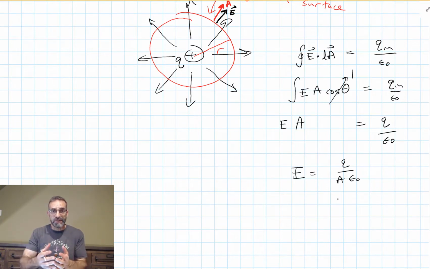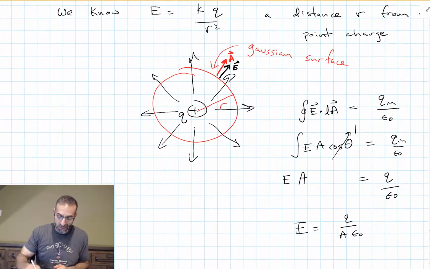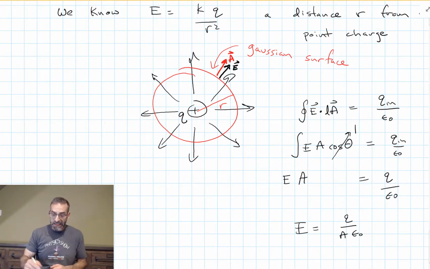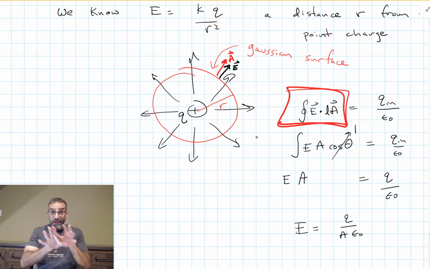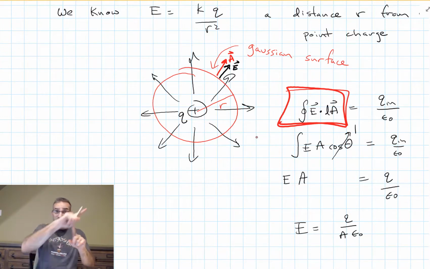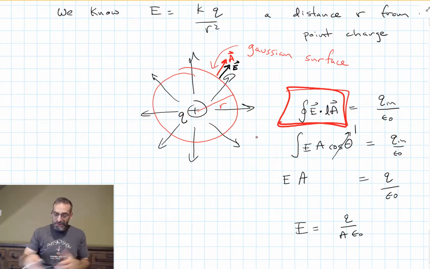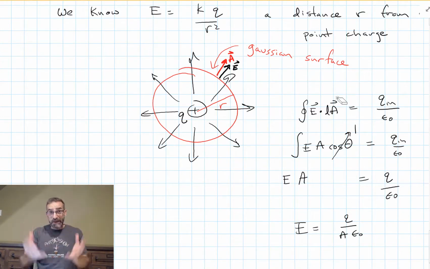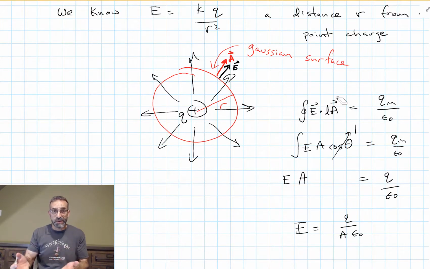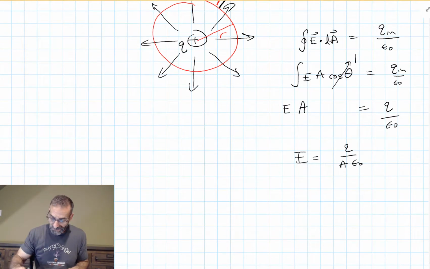We need to match the symmetry of the problem. If I put a cube around this, then doing the integral of E dot dA over the surface of a cube, with the electric field changing direction and changing magnitude, would be a very difficult integral to do. But if I choose a sphere, and because I have spherical symmetry, then this integral becomes trivial. Everything is a constant, the cosine of theta is just 1, and it becomes E times the area.